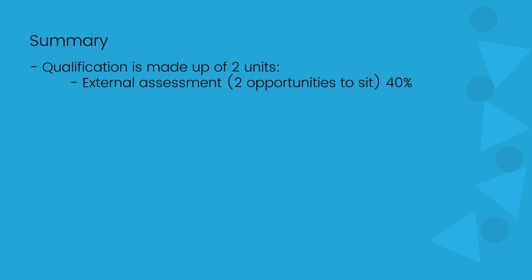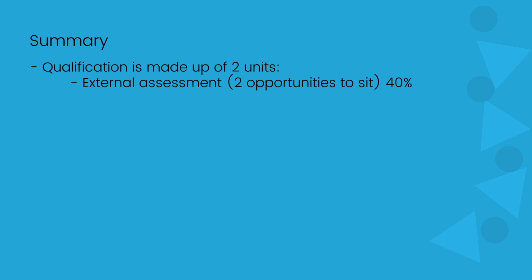In summary, the qualification is made up of 2 units. The first unit is externally assessed via an exam which can be sat in the autumn term or spring term each year and is worth 40% of the overall qualification grade. Learners are entitled to 2 attempts at the external assessment and the best grade counts.